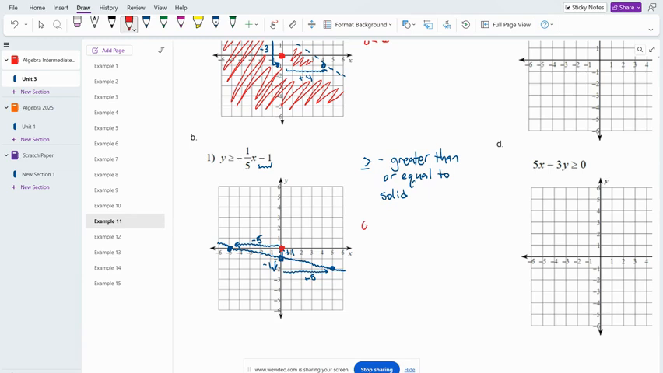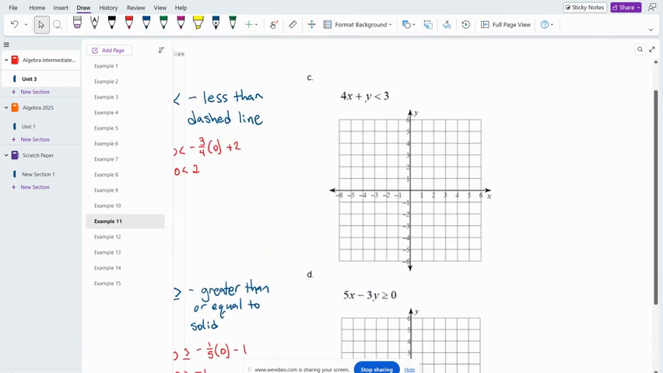0, 0. So we'll have 0 greater than or equal to -1/5 times 0 minus 1. That -1/5 times 0 goes away, and 0 is greater than or equal to -1. All right, so we've got our shading above. That is good on that.